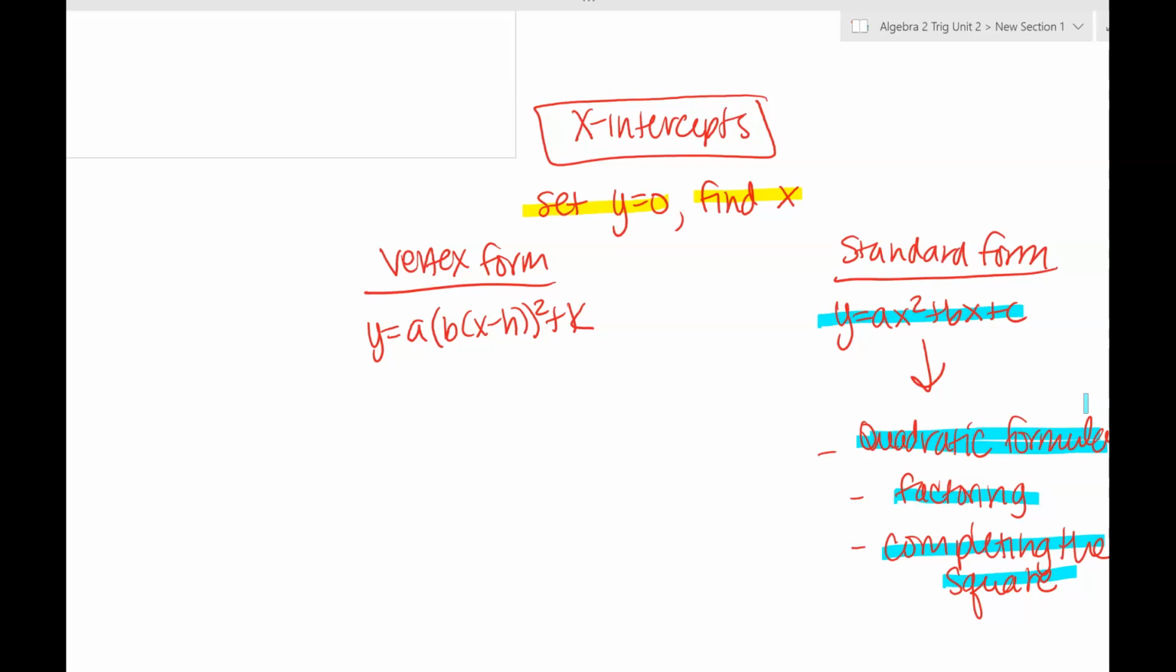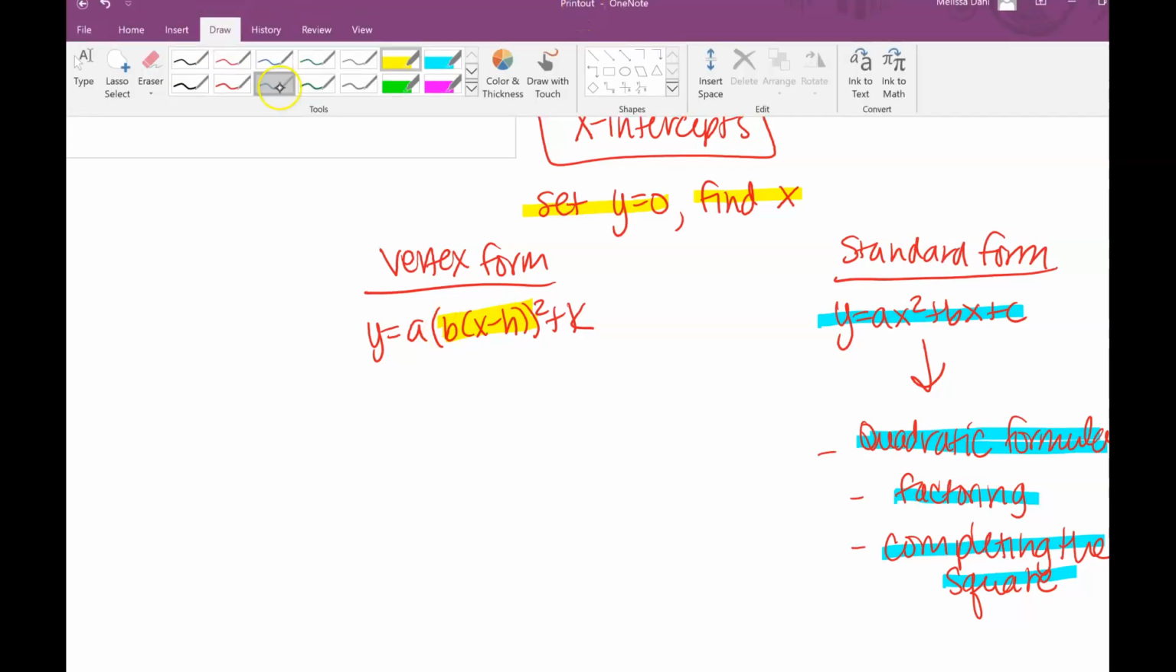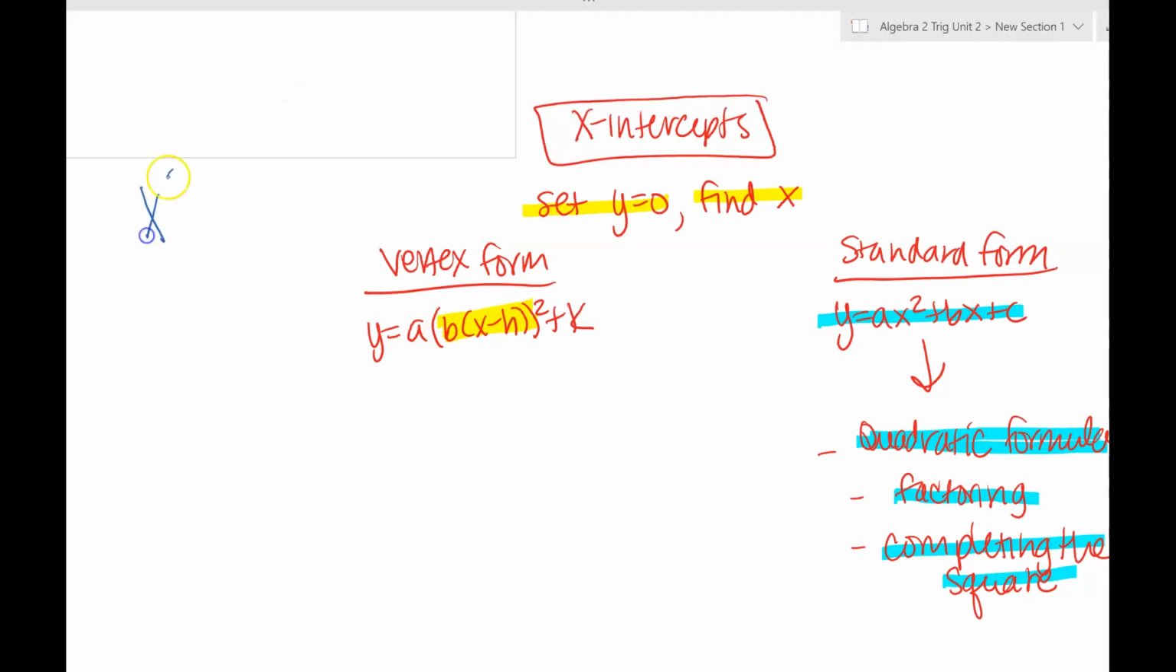When it's in vertex form, you could multiply it out to standard form and use any of those things. However, vertex form is unique in the fact that the way that it's written houses all of the x's within the squared part of the function. And you actually know how to solve functions that are squared. If I just had an equation that says something like x squared equals 25, you could solve this by square rooting both sides, and you would get that x is equal to plus or minus 5.